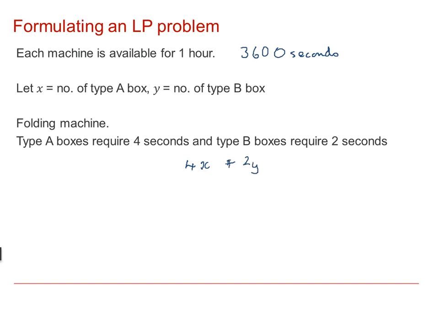So that's the total time on the folding machine. We've got 3,600 seconds available, so that total time must be less than or equal to 3,600. And of course that can then be simplified to 2x plus y is less than or equal to 1,800.